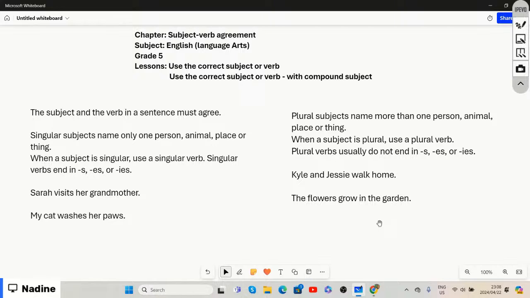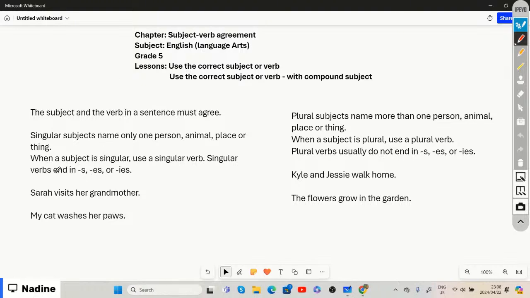It's more than one. So if we have a singular subject, we're referring to one person, or one animal, or one place or thing, then our verb needs to agree with that singular subject. So when our verb agrees with the singular subject, then our verb is either going to end in s, es, or ies.